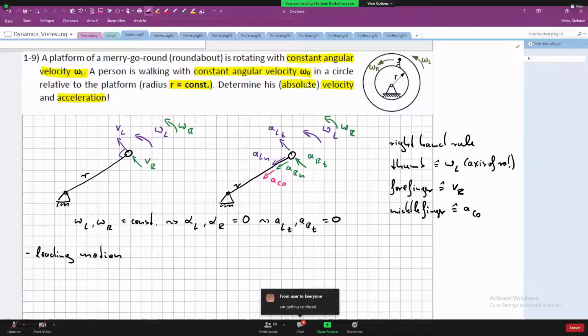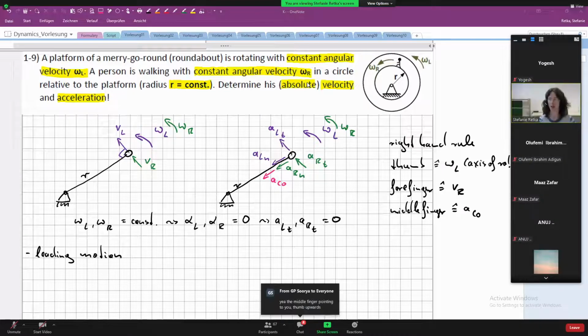I don't know, like this. You have your fingers like the coordinate system, X, Y, and Z axis. Okay, so they have to be perpendicular to each other. Just a second, I will show it in the video. So like this, okay? And your thumb is your axis of rotation. So in our case, our leading angular velocity goes counterclockwise.